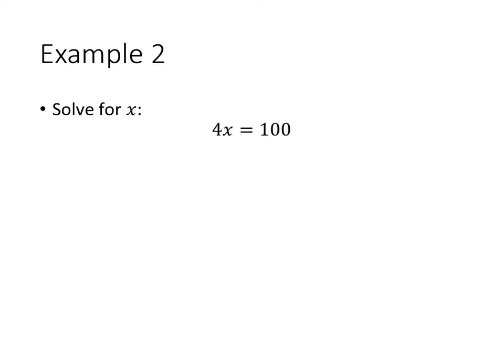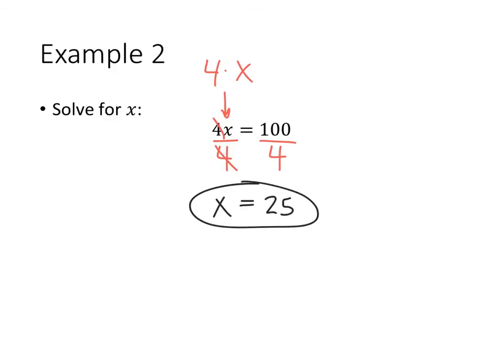In this example, we have 4x equals 100. Now, there's no symbol in between the 4 and the x here, but remember that what 4x really means is 4 times x. So the opposite of multiplying by 4 is to divide by 4. So on both sides of our equation, we're going to divide by 4. In this case, the 4 and the 4 divide out, we just get x. And then again, we just compute 100 divided by 4, which works out to be 25. So again, the given operation was multiplication, so the opposite operation that we did was division.